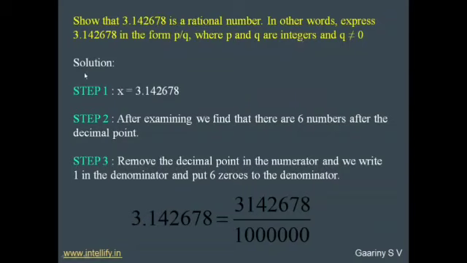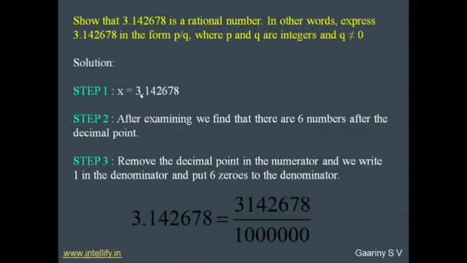The solution here is, let us follow the steps which were given in the previous slide. The first step is to assign the value x to the given rational number 3.142678. Okay, step 2 is you just have to examine the number of digits after the decimal point. Here you can see there are 6 digits after the decimal point. Then after finding this, you just have to go to step 3.